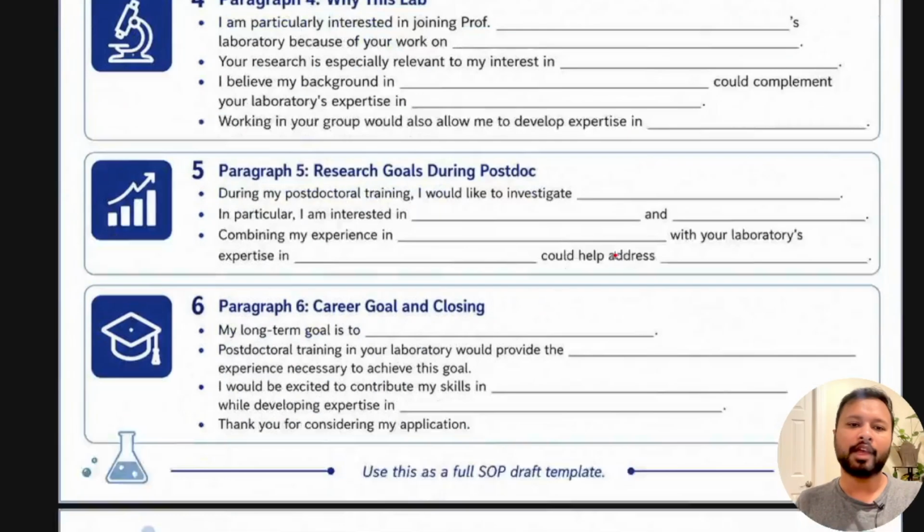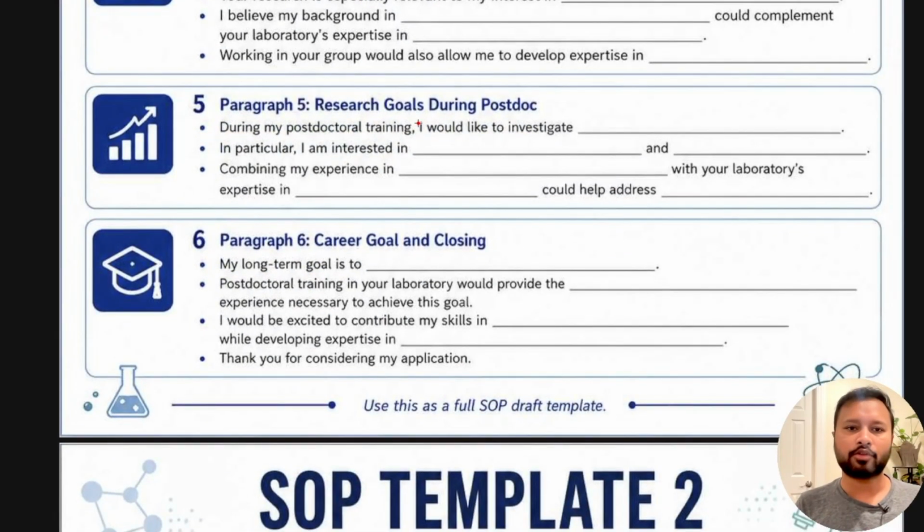Then the fifth paragraph, where you talk about your research goals during your postdoc: "During my postdoctoral training, I would like to investigate..." What are the things you want to work upon. "I'm particularly interested in so and so." You can mention various different things. "Combining my expertise in..." whatever work you did, "...with your laboratory's expertise in..." This is going to tell what things you are willing to answer during your postdoctoral research. This could be short.